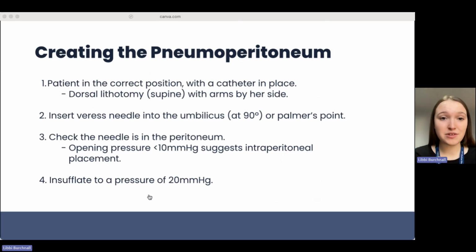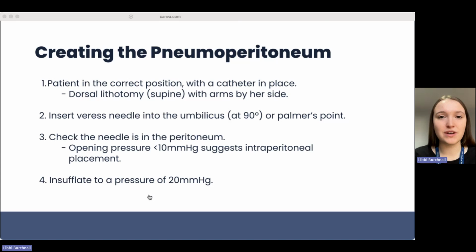So briefly, how to create the pneumoperitoneum. The patient needs to be lying supine in the dorsal lithotomy position for gynecology surgery. Then the surgeon would insert a Veress needle into the umbilicus or Palmer's point at 90 degrees. And then the next thing to do is to check the needle is in the peritoneum and not in any other layers of the abdominal wall, for example, and not in any organs or any blood vessels. So there are various ways to do this, including aspiration, and you can also check the opening pressure as well. But we won't go through all of those today. And then you would insufflate with a gas to create a pressure of 20 millimeters of mercury.